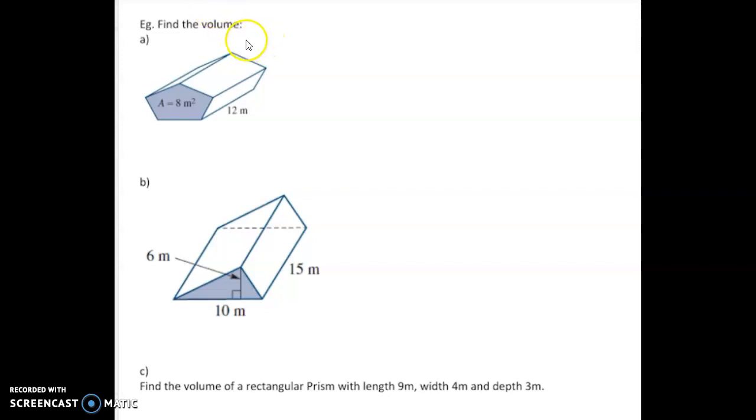So the first example, we want to find the volume of this pentagonal prism. If we have a look, it's a pentagonal prism because no matter where I cut along the length of this solid, I get a pentagonal shape, and it's the same size pentagon. All right, so you would write down the volume formula after you recognize it's a prism. And then you find your area and your height. In this case, we are given the area, it's 8 square meters, and the height is 12 meters.